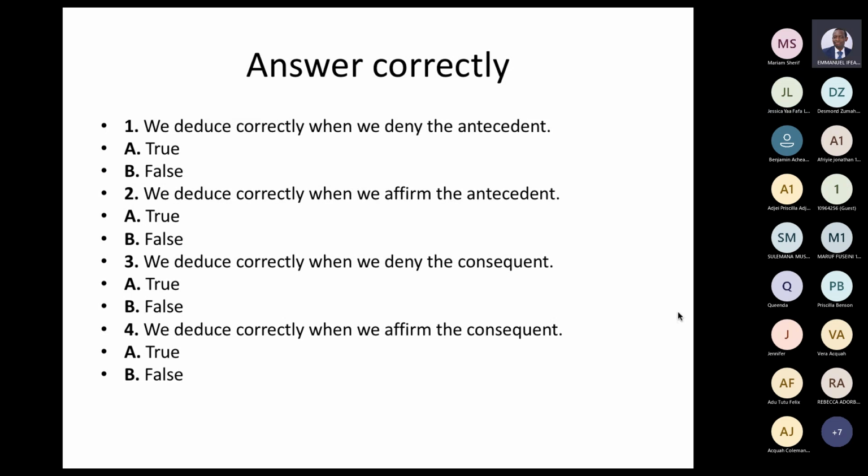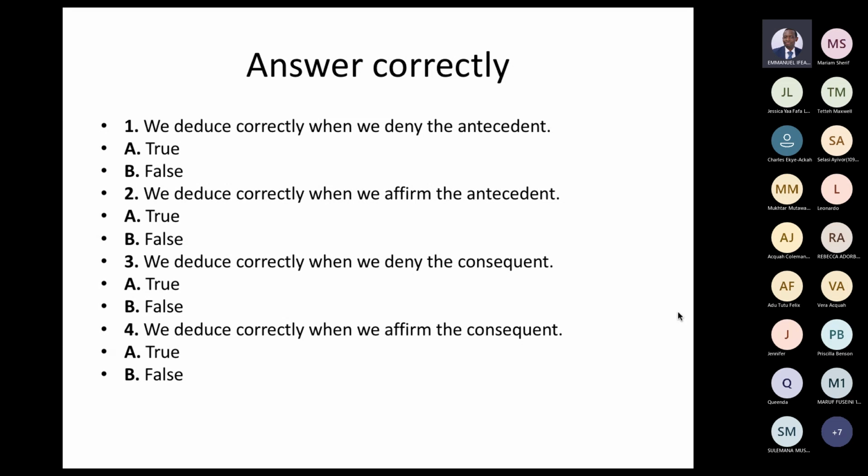Yes, it's true. Number 3, we deduce correctly when we deny the consequent. True or false? True. Yeah, that's true. And then number 4, we deduce correctly when we affirm the consequent. True or false? False. That's false. Yes, so that's correct.